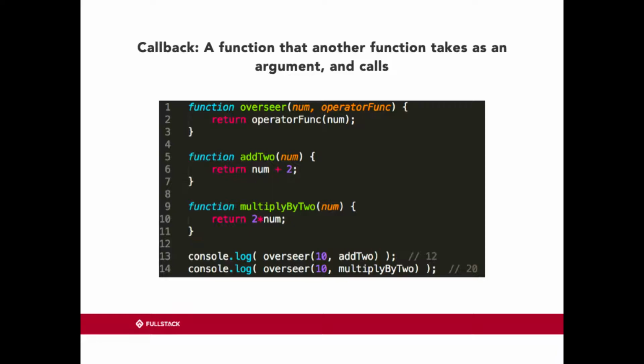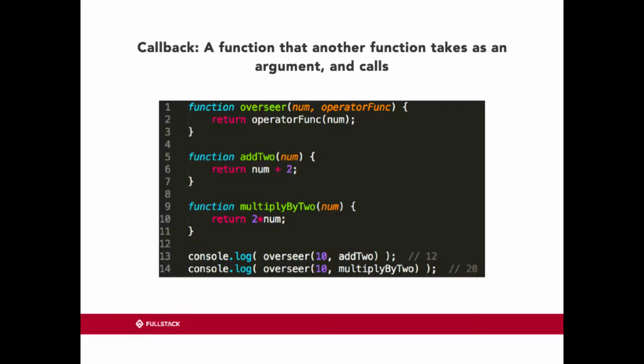Okay, so line 14 is very similar, right? Rather than add2, we now have this function on line 9 called multiply by 2, which operates in some ways very similar to add2 in that we're taking in a number as an argument, and we're just returning 2x that number.